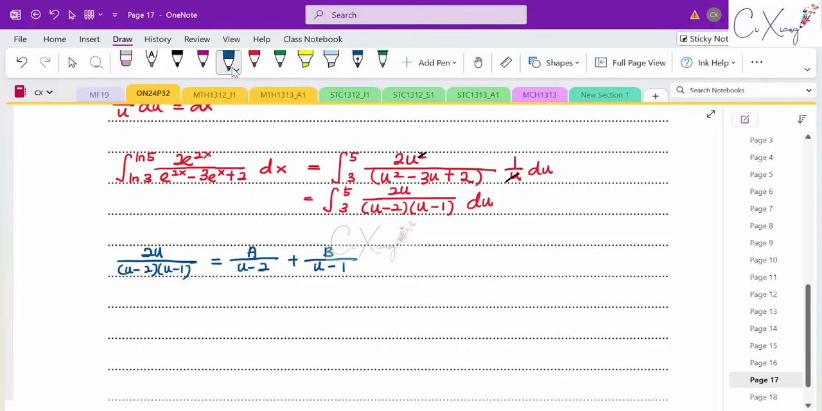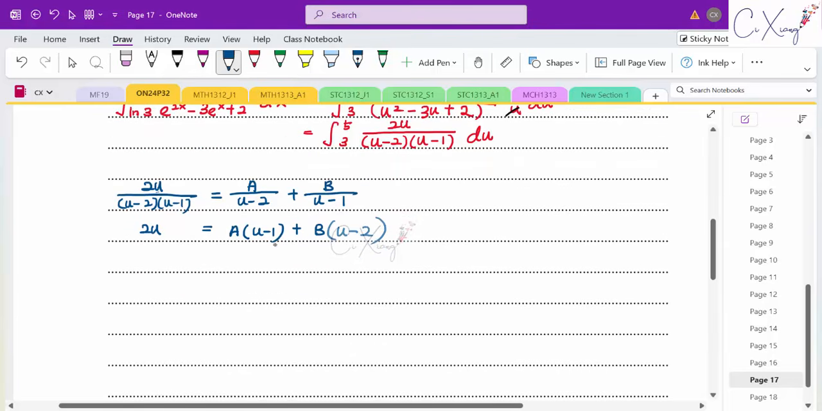Okay, I want to get rid of the denominator, so I multiply the whole equation with the original denominator. Multiply u minus 2 and u minus 1, so you'll be having A multiplied with u minus 1, because u minus 2 and u minus 2 has been cancelled off. Then for the B, u minus 1 divided by u minus 1 cancel off. You're having B with u minus 2.